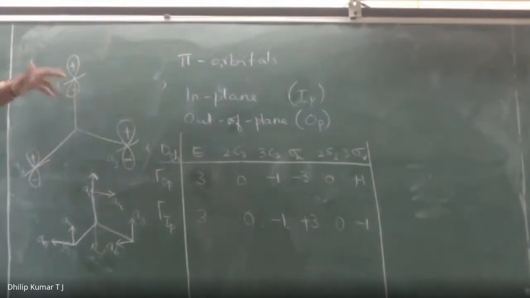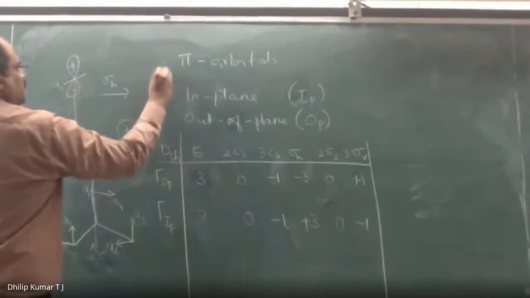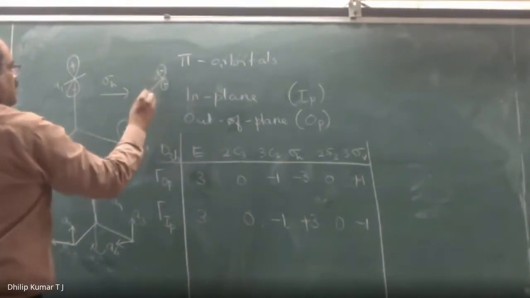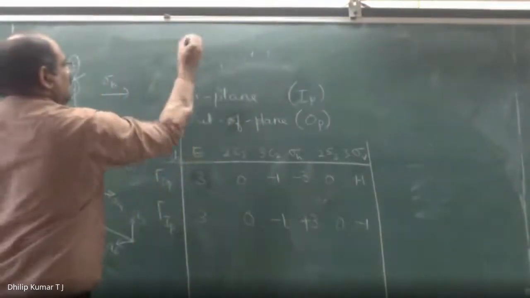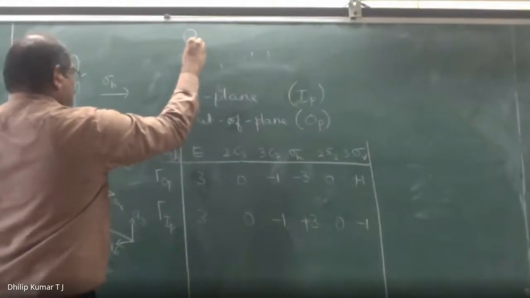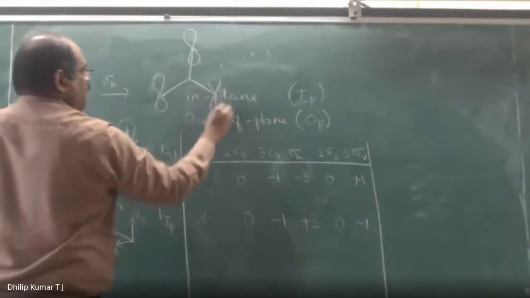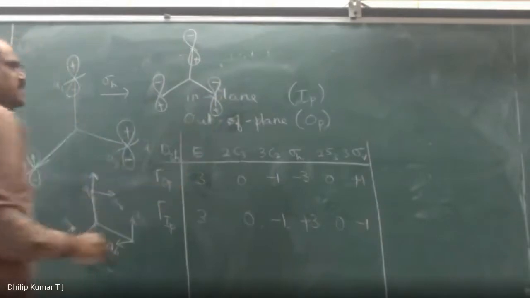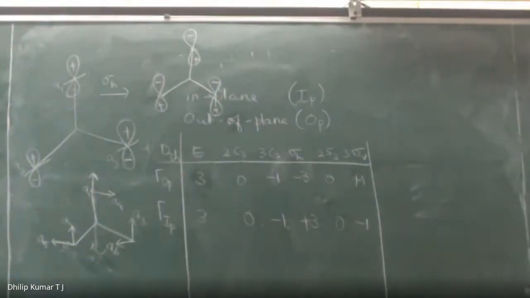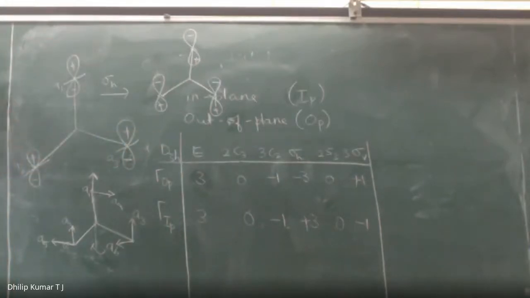So after this, apply sigma H. So this will be inverted. So this will become minus plus. This will become minus plus, minus plus. It's very simple. I mean, the pi lobe just inverted. Like you take a benzene molecule, you cut into half. All the pi orbitals will just flip, right? All the plus signs will become negative signs after the sigma H plane.